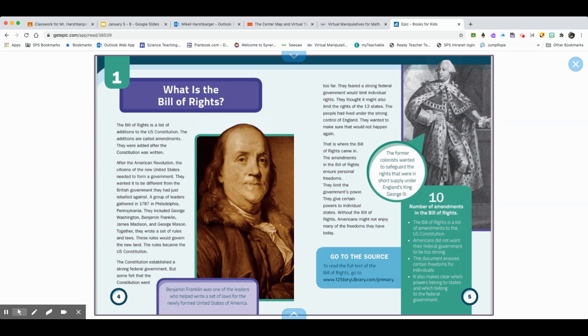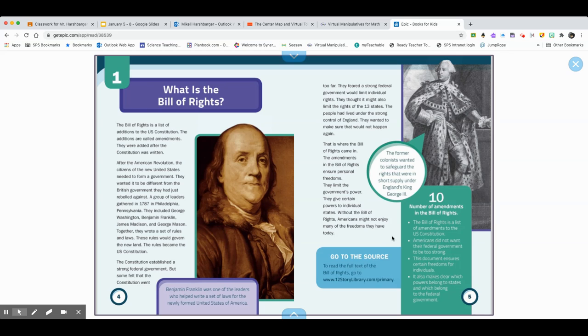And so below each picture, there is a caption. So let's read the captions. This one says, Benjamin Franklin was one of the leaders who helped write a set of laws for the newly formed United States of America. So this is Benjamin Franklin. And over here, you can see this person in these fancy clothes. I think maybe you've seen this picture before. And it says the former colonists wanted to safeguard the rights that were in short supply under England's King George III. So this is a painting of King George of England, King George III.